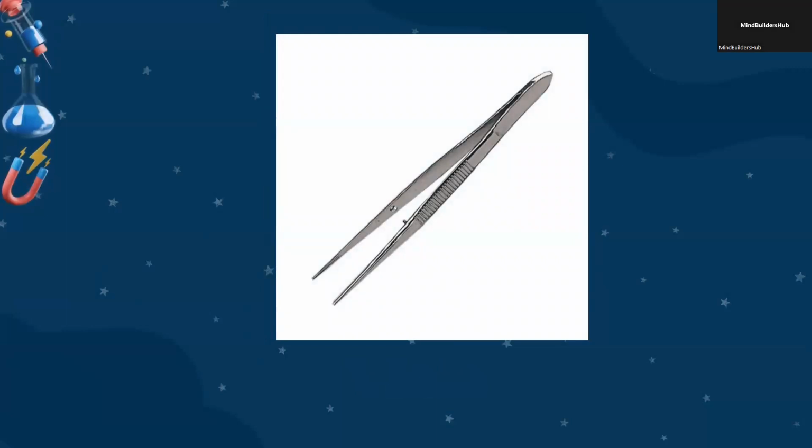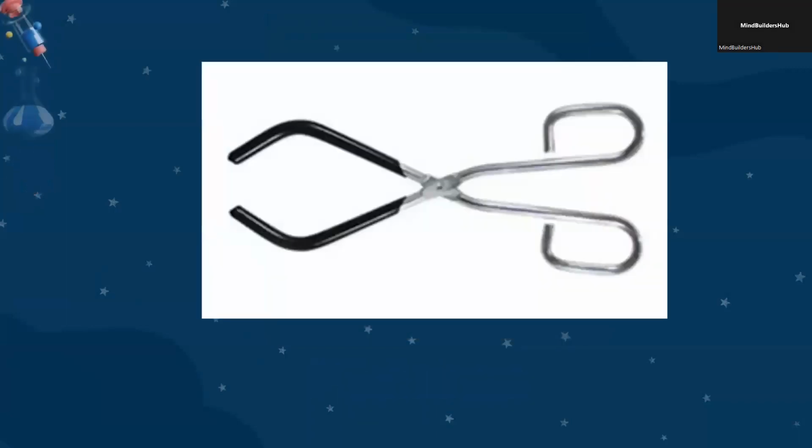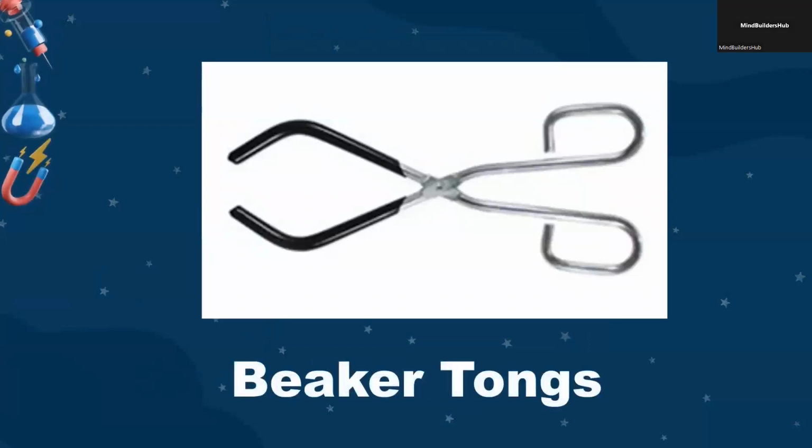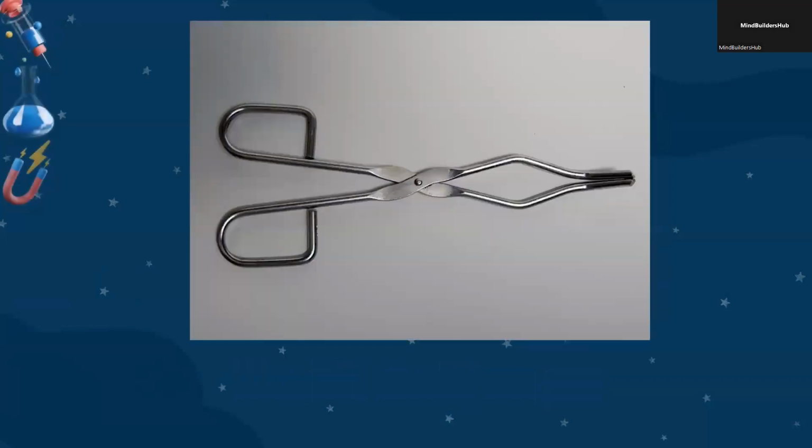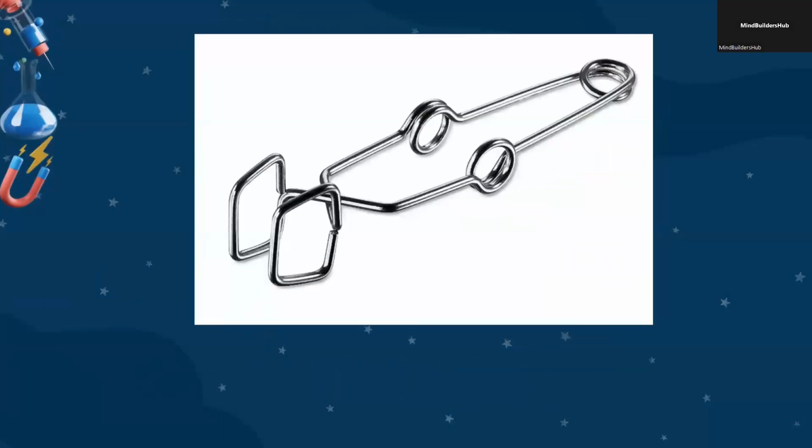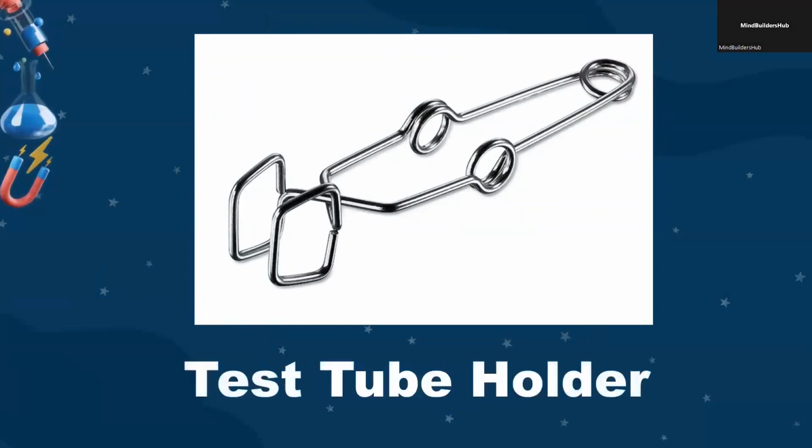For holding solid objects, we have the forceps. This is a beaker tongs. Look at the difference. This is a crucible tongs. And this is a test tube holder.